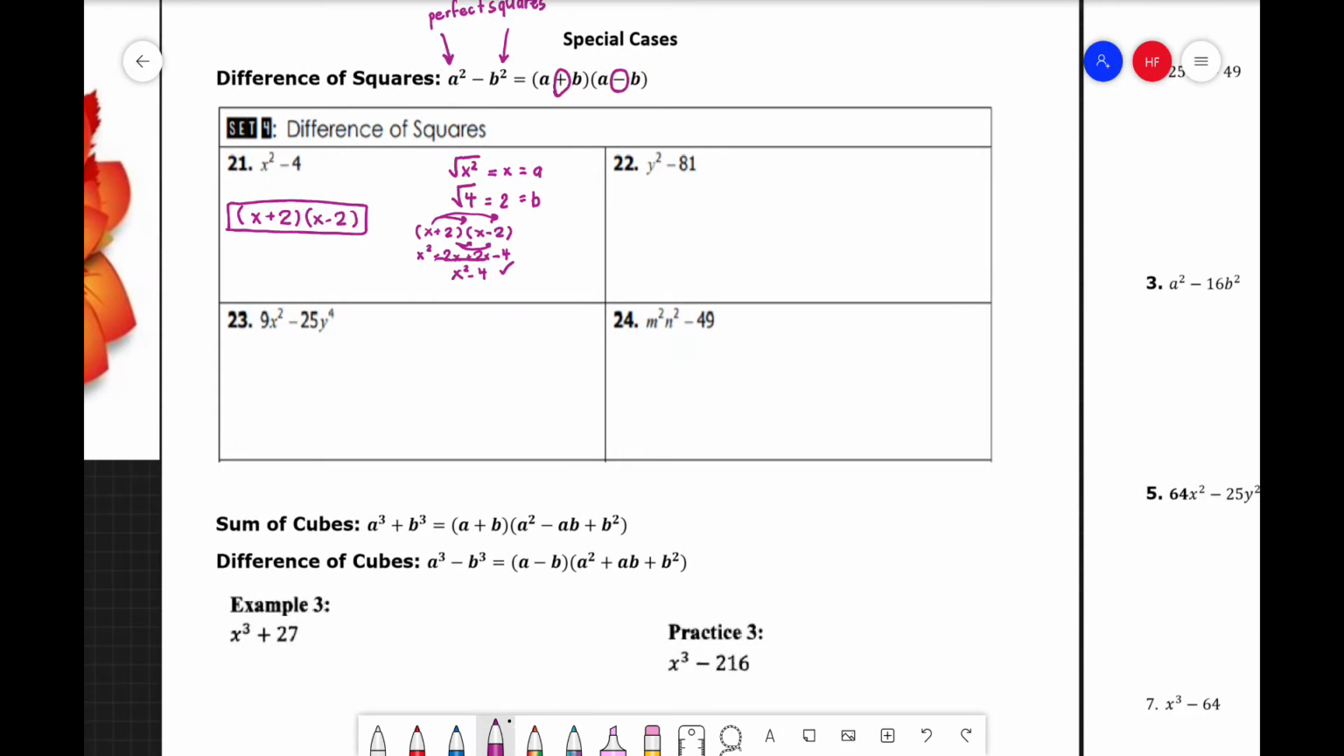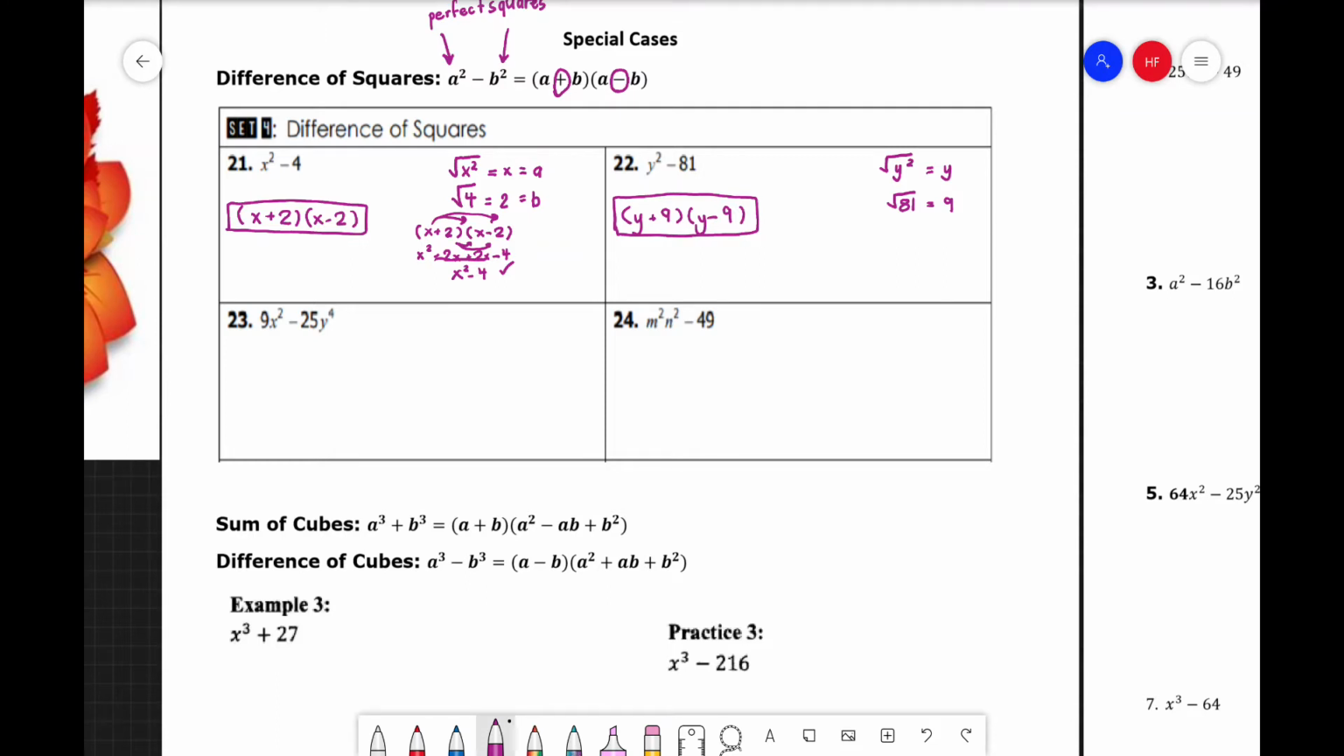So on 22, we're going to take the square root of y squared, which is y, and the square root of 81, which is 9. So y plus 9, y minus 9. I'm done.